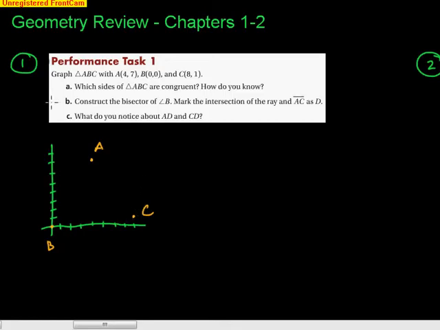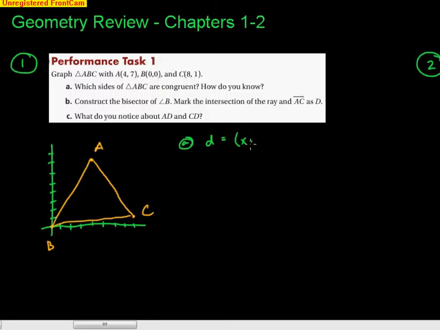Alright. And the first part, it's a triangle, so let's graph. There we go. As straight as I can be. Cool. And we want to see which sides of triangle ABC are congruent, and how do we know? Okay. So part A. If I want to tell if things are congruent, I need to find their measures, and these are side lengths.